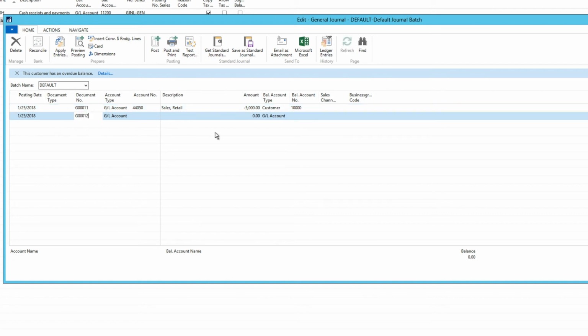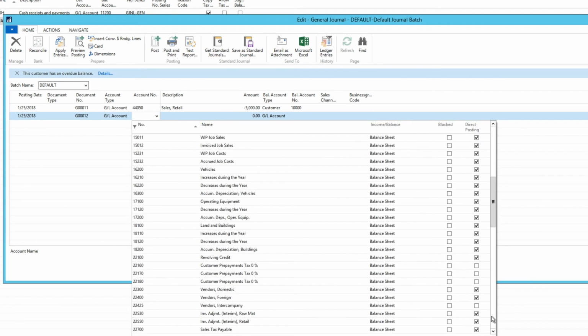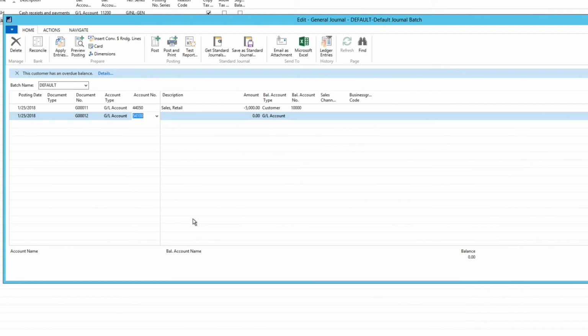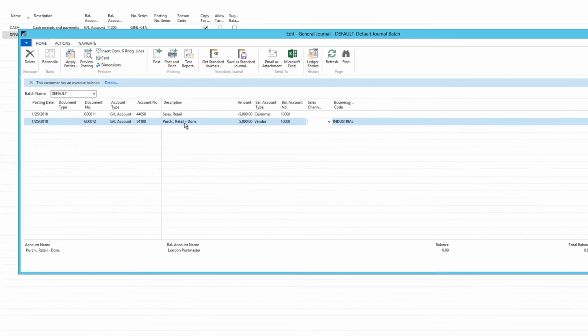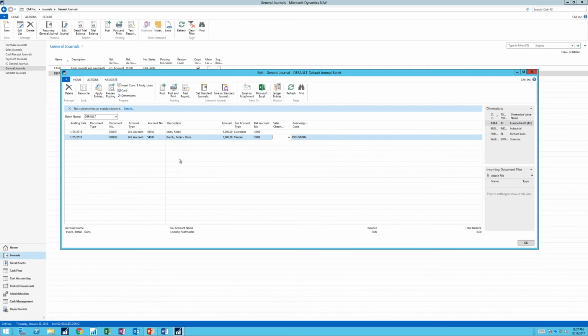Same way if I would have done, and now I would actually have to pick purchases, which is in the 50,000, so this makes sense. Let me just go ahead and do that. So purchase retail, like here. Let's say we're buying something, and that of course is turned around, so we're debit. And if I go to vendor here, now I am actually buying from the London Postmaster. And so that would be debit purchases, which is cost, and then it would be credit vendor, which is liability. And you can't do the inventory here because you need the inventory journal for that, but it would behave similarly. So I hope that explained how the balance sheet postings work.